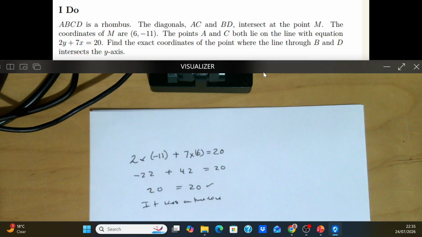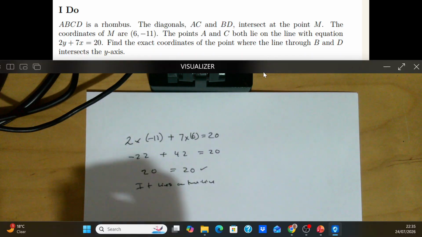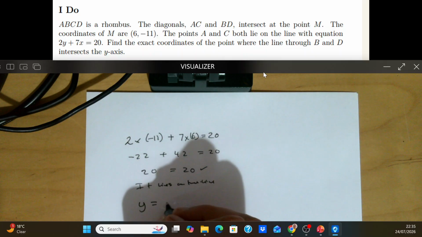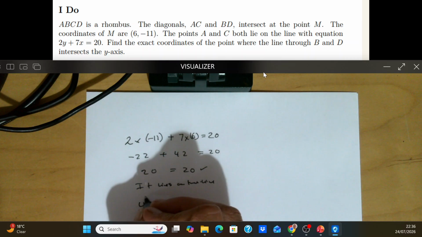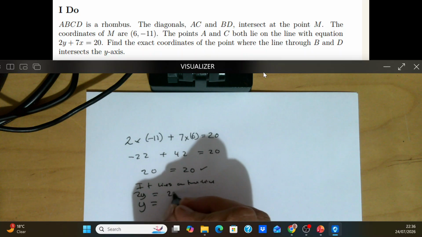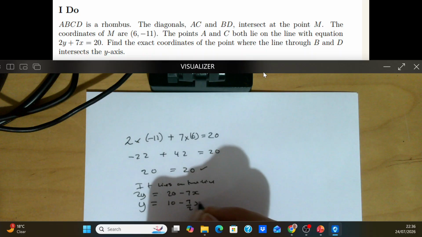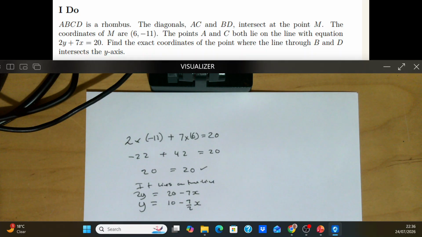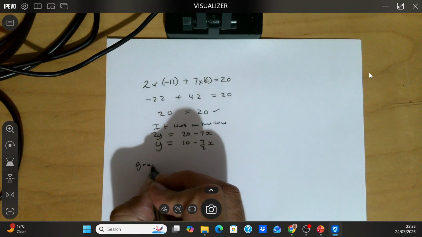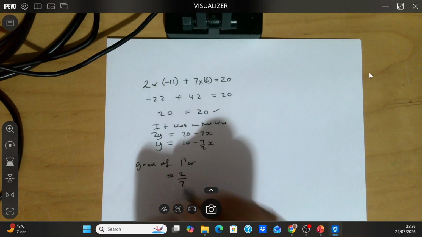So if it lies on the line, we know in a rhombus, diagonals cross at right angles. So what's the equation of the line that it's on? It's going to be y, dividing by 2, it's just 2y, should have done this to show you, equals 20 minus 7x. Divide that by 2 is 10 minus 7 over 2 x. So the gradient of this line is minus 7 over 2, and the gradient of the perpendicular will be 2 over 7.